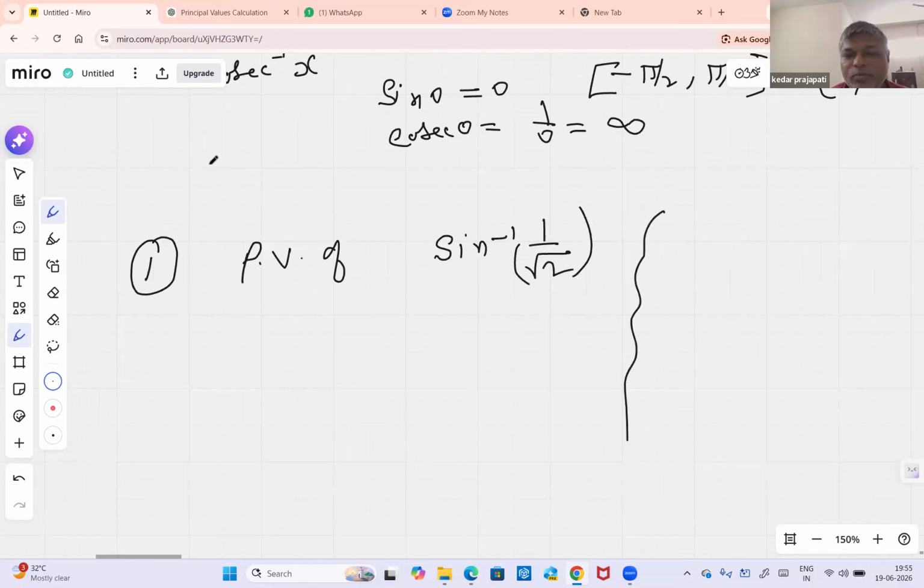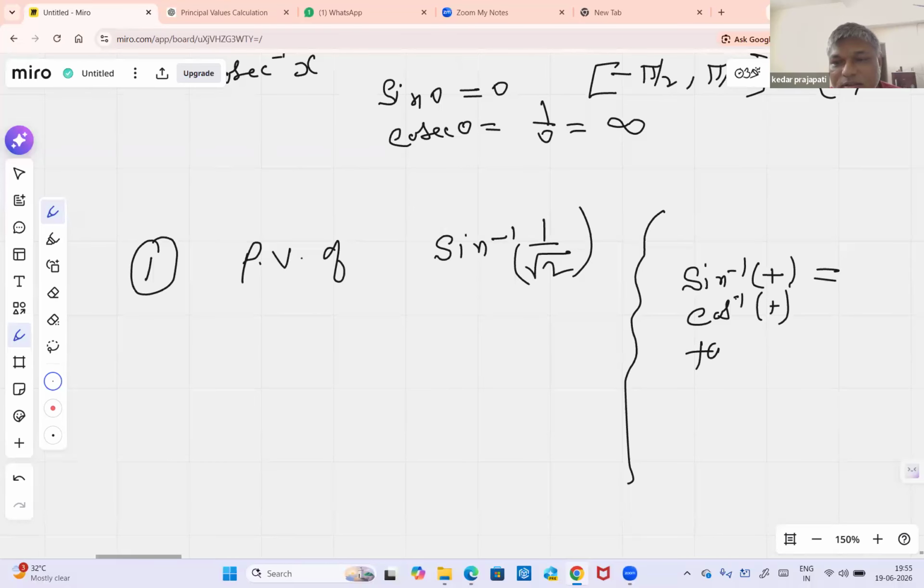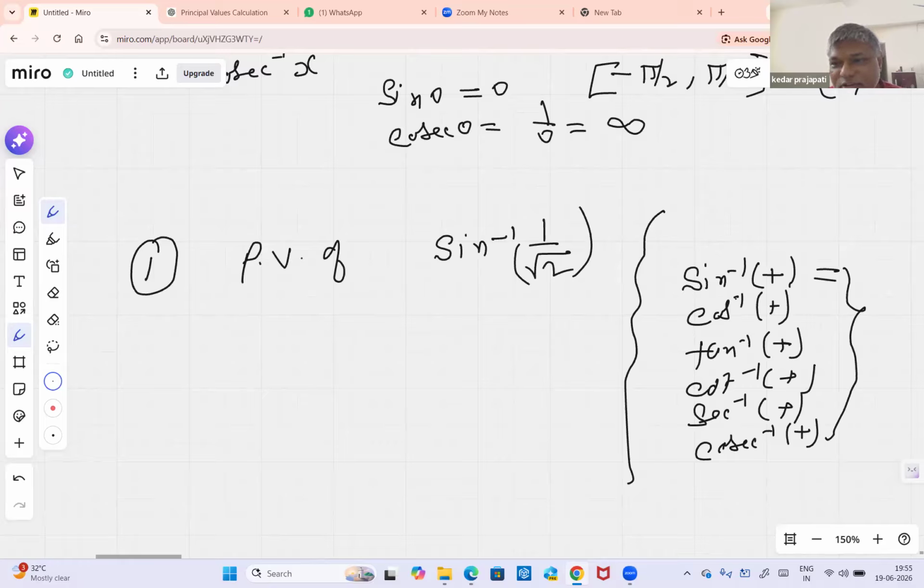So one trick I want to give you, whenever you are solving any question: for all the inverse functions, if the angle inside is positive, sine inverse, cos inverse, tan inverse, cot inverse, sec inverse and cosec inverse, the answer, the angle, will always lie in the first quadrant.